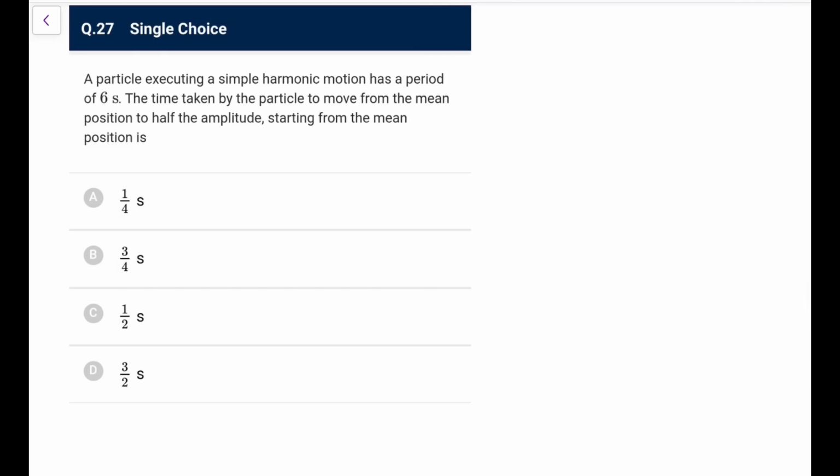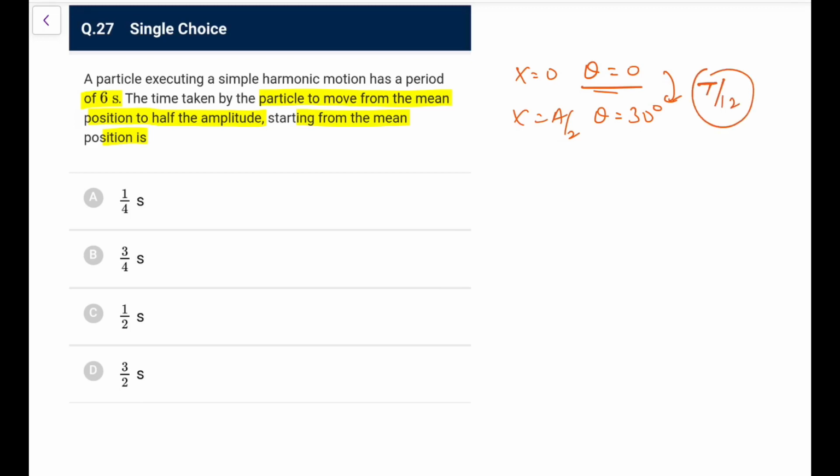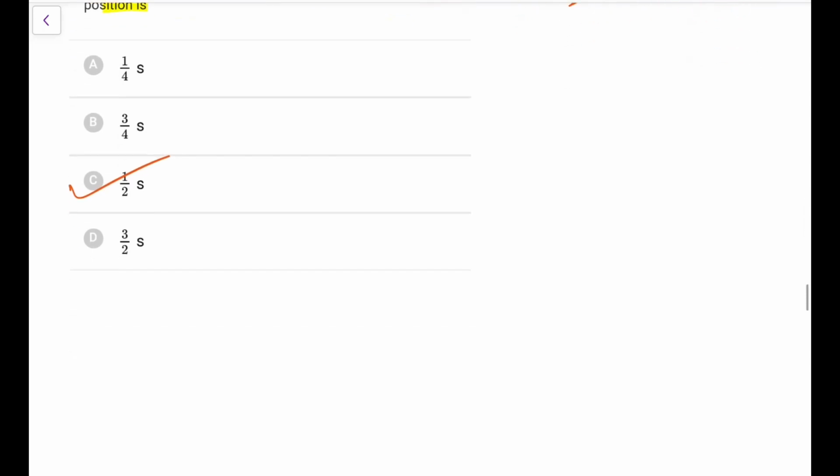Next, a particle executes SHM with a period of 6 seconds. What will be the time taken by the particle to go from the mean position to half the amplitude, starting from the mean position? Simply, I teach it in terms of angle. Let's say the mean position is when theta is equal to 0, and A by 2 is first reached when theta is 30 degrees. Because angular speed omega you can treat as constant, this time would be equal to T by 12. T by 12 means it would be 1 by 2 seconds. You can directly go for it.